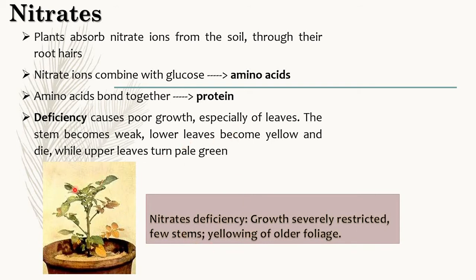Again, this is a plant example like this. Nitrate deficiency: growth severely restricted, few stems, yellowing of all the foliage. Foliage means the leaves, with a color like brown. Something like this. That is nitrate.